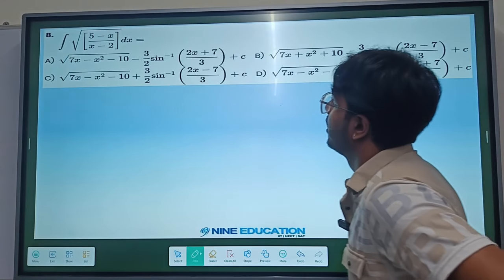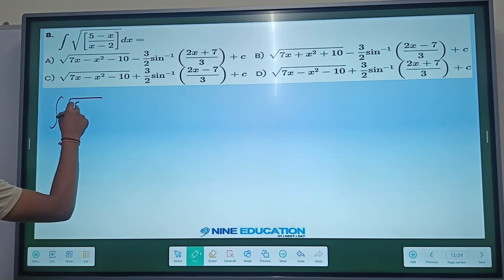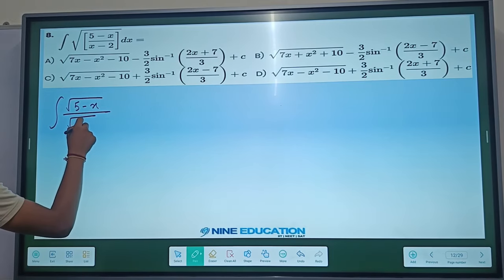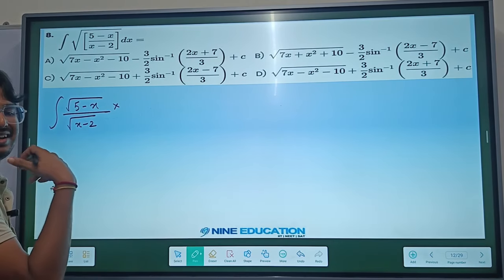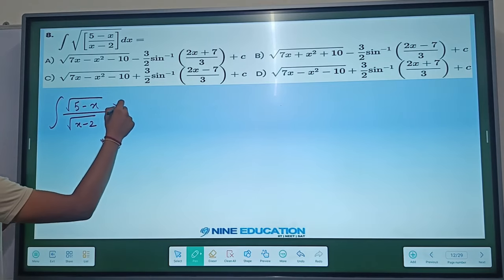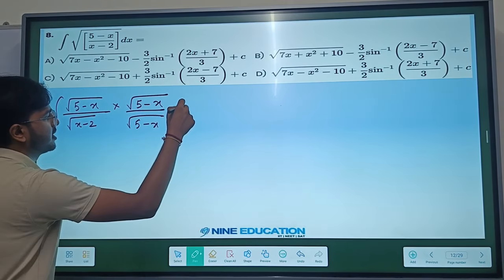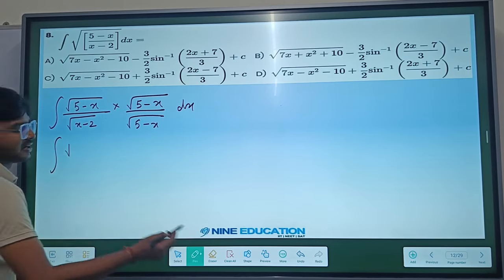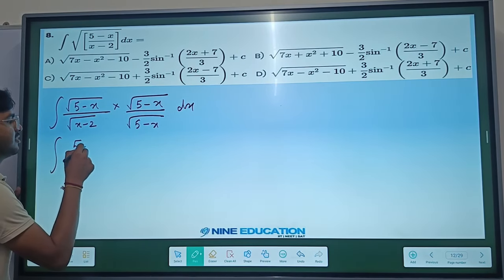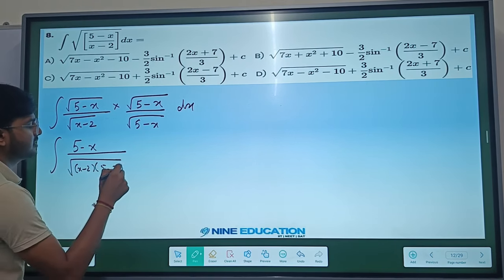Okay, next question. This is also an indefinite integration question. Integration of √((5 − x)/(x − 2)). To simplify it, we will make it as linear by root quadratic. It is easier to solve linear by root quadratic than these types of questions. So what can we do? We will multiply by √(5 − x) on top and bottom. So what will I get? Simply (5 − x) divided by √((x − 2)(5 − x)) dx.